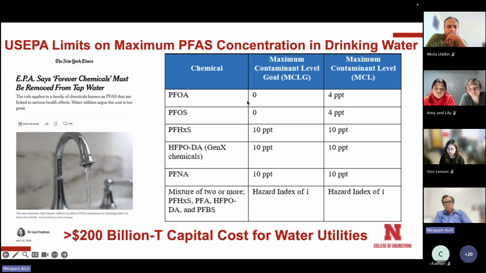If you look at this column, maximum contaminant level goal, it says PFOA and PFOS, these are the two major ones. And if you look, the contaminant level goal is 0. What does that mean? It means we should not have any PFAS in our water, at least PFOA and PFOS. Which is really, really important to understand.